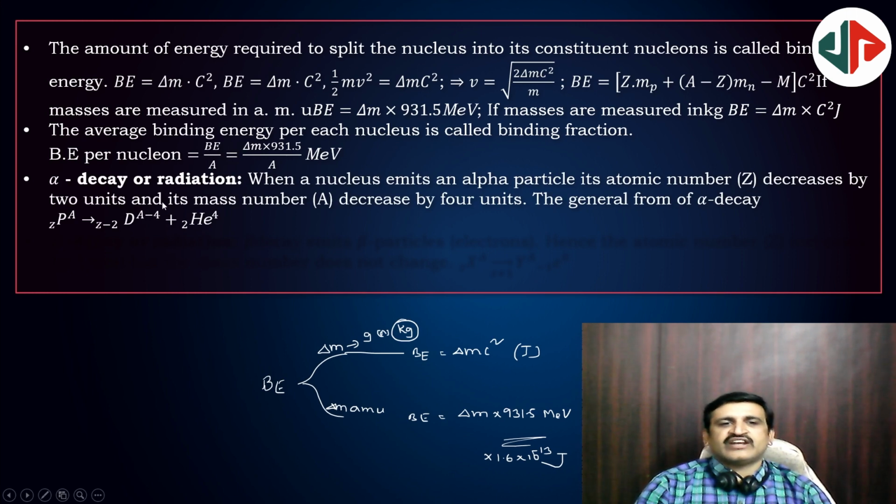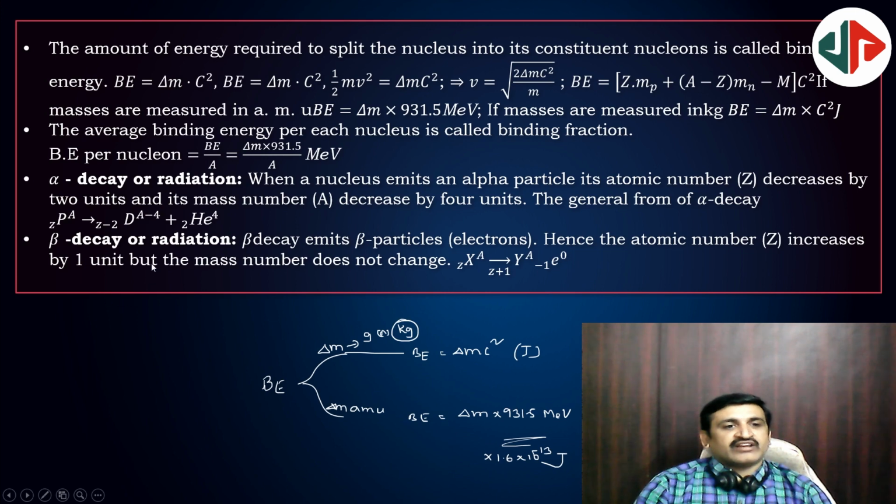Alpha decay of radiation. When an unstable nucleus decays by emitting an alpha particle, then atomic number decreases by 2 units and mass number decreases by 4 units. So suppose P dissociates into D, then its mass number decreases by 4 and atomic number decreases by 2.